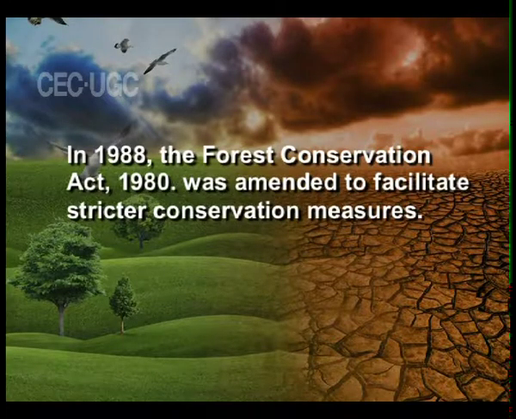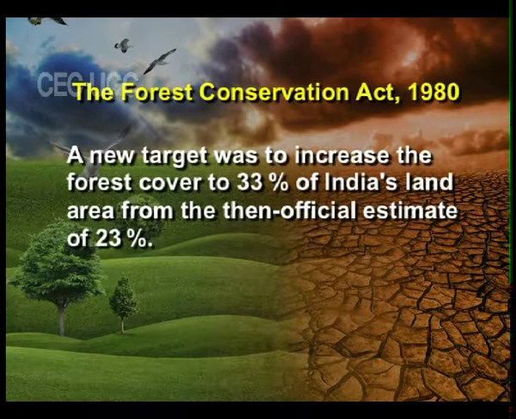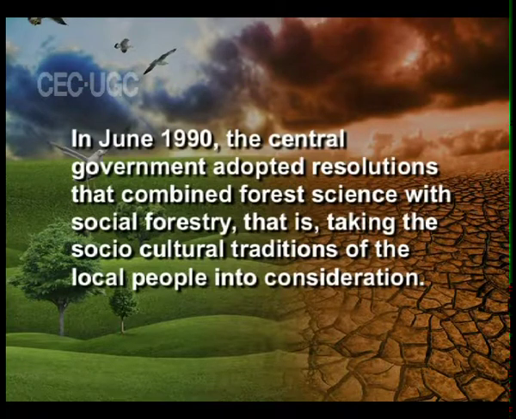Also in 1988, the Forest Conservation Act of 1980 was amended to facilitate stricter conservation measures. A new target was to increase the forest cover to 33% of India's land area from the then official estimate of 23%. In June 1990, the central government adopted resolutions that combined forest science with social forestry, that is, taking the socio-cultural traditions of the local people into consideration.